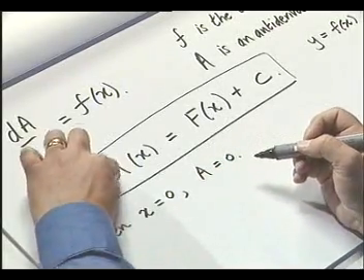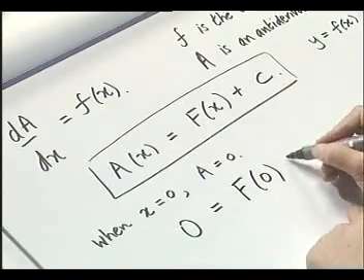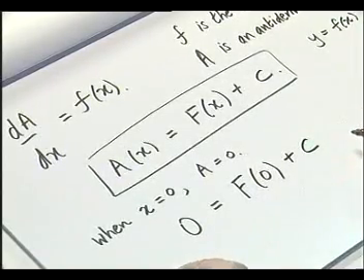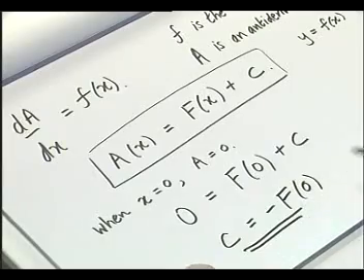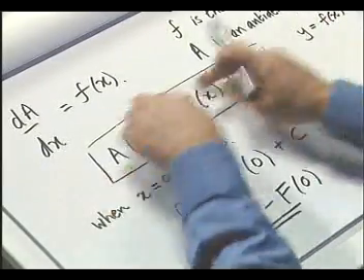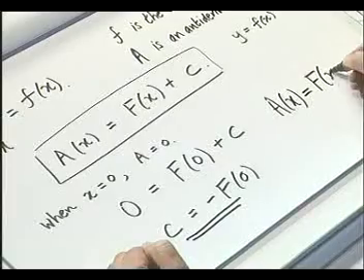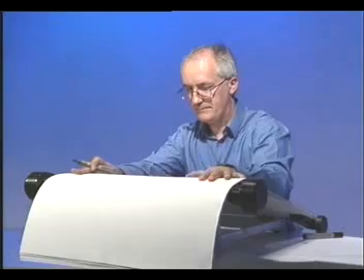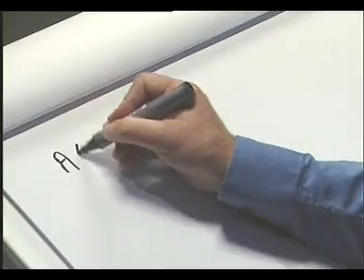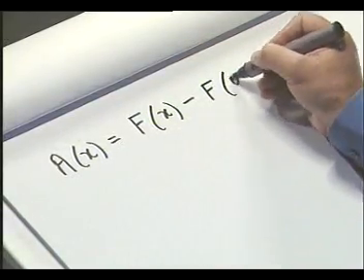What does this mean? Well, the area being 0, x being 0, big F of 0 plus a constant. And this condition then gives us a value for C. So C must be equal to minus big F of 0. And that value for C can go back in this result here. So we have the final result that the area under the graph is given by big F of x minus big F of 0. Let me just write that down again.